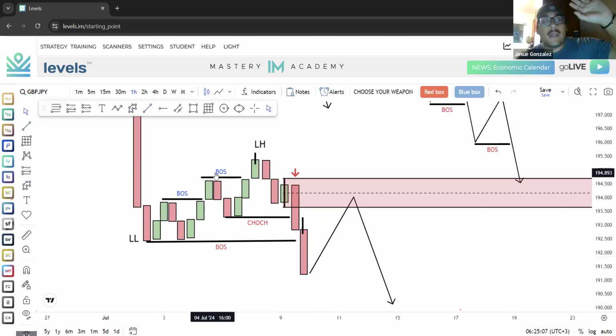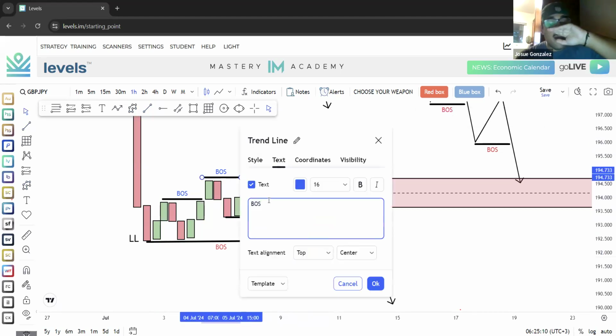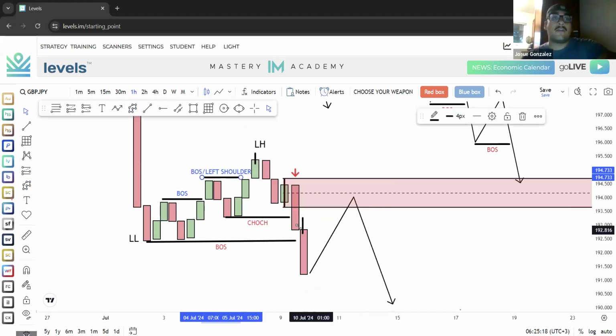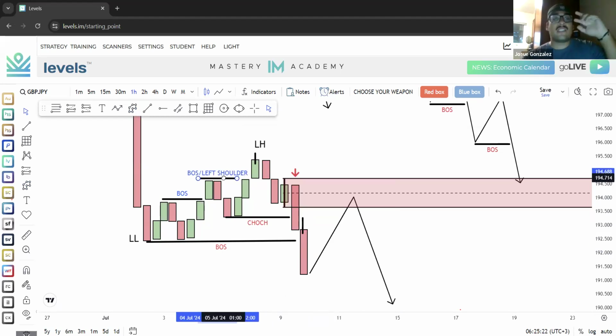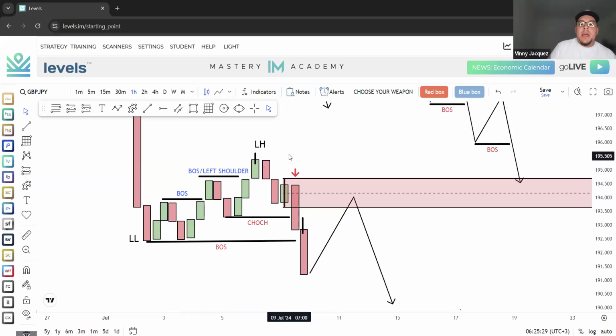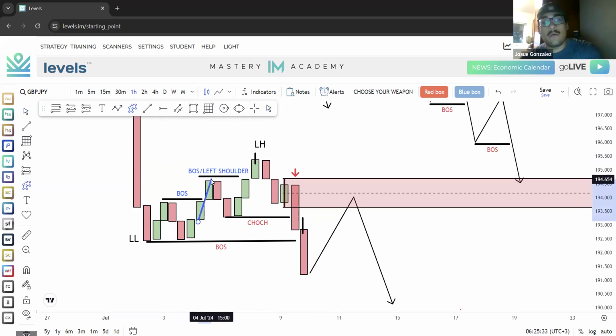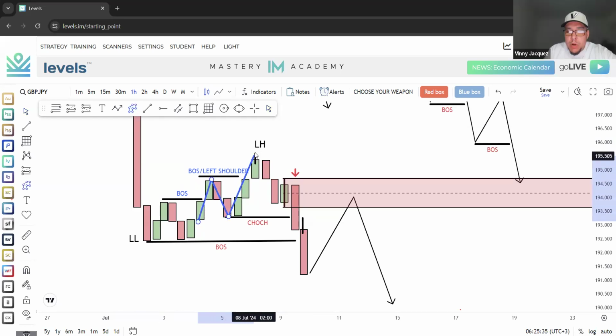Hey, I'm sorry, bro. You're good, what's up? Question: how come the change of character is the change of character, and the breaking structure is the breaking structure? I would see it as the opposite, right? Or no? Right. So when it comes to the head and shoulders setup, we need to look at it like this, right? We get a high, a low. We do break structure to the upside, right?